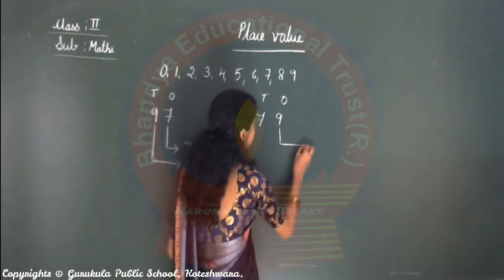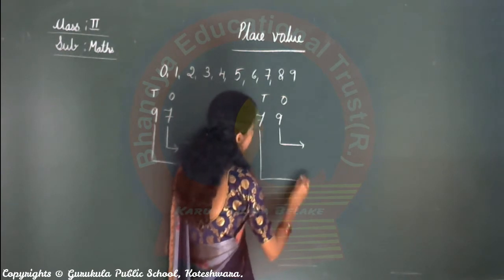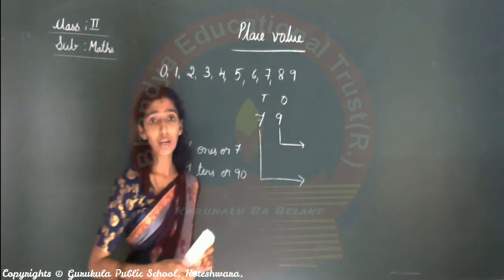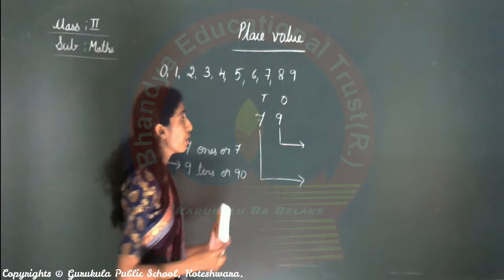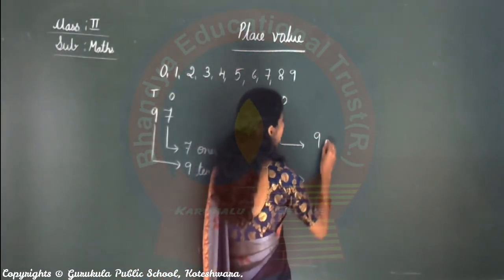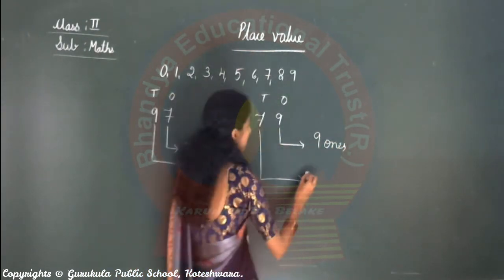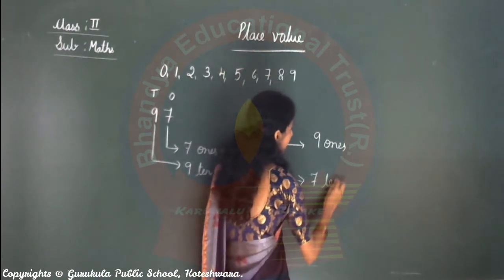Here you see 9 and 7. 9 is in the ones place value, so 9 ones, and 7 tens.